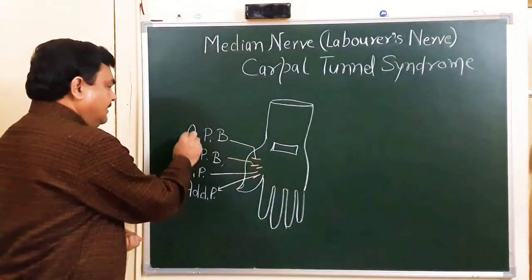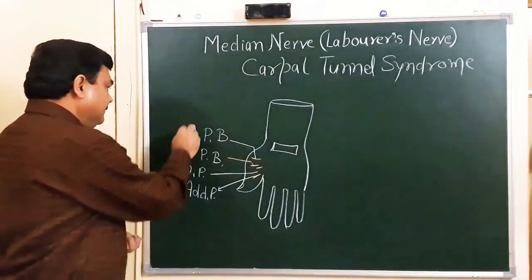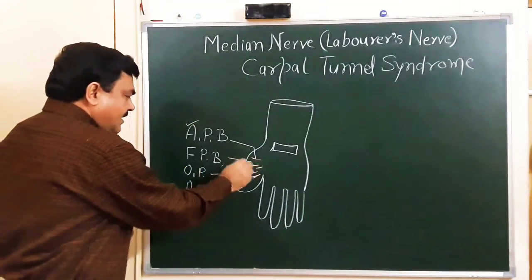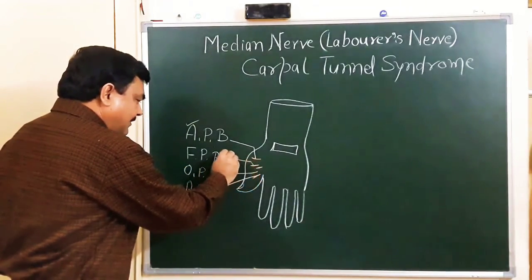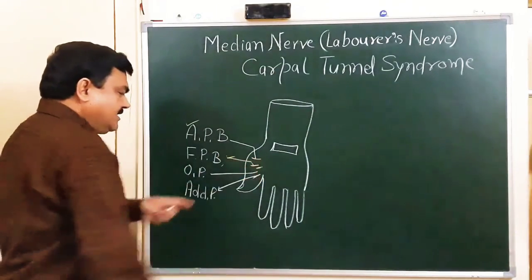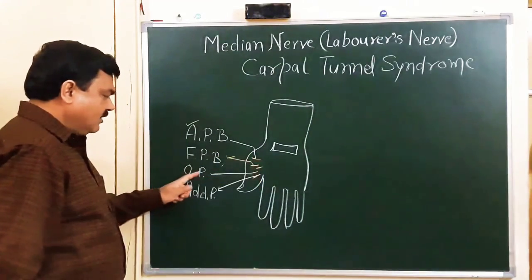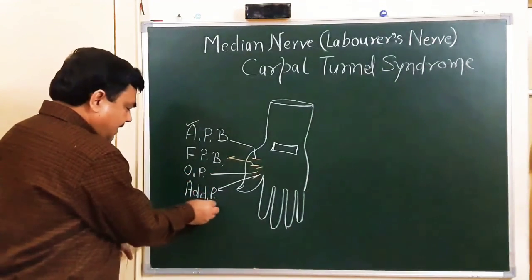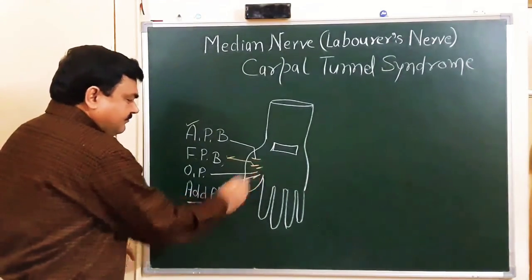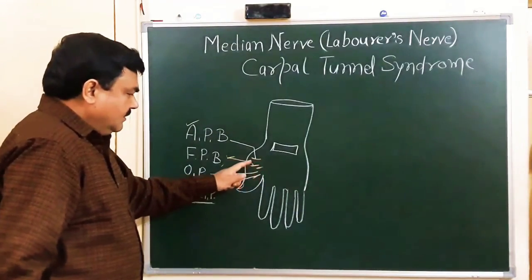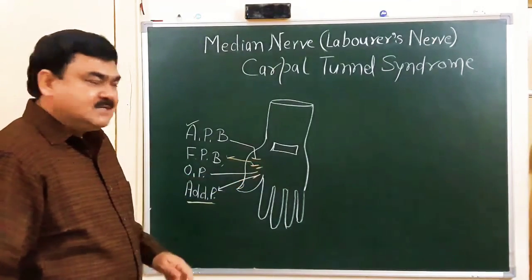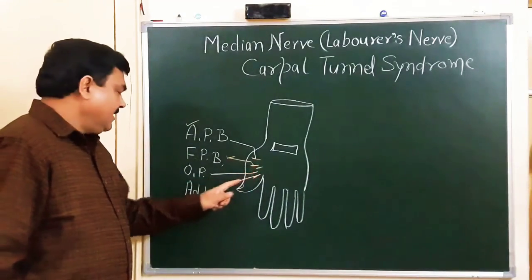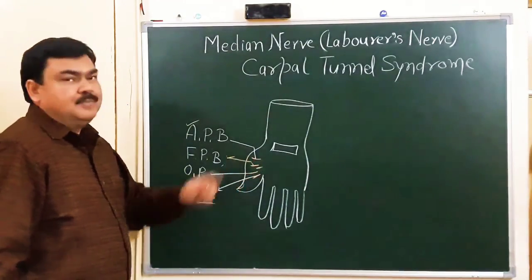The abductor pollicis brevis is supplied by the median nerve. The flexor pollicis brevis superficial head is supplied by the median nerve, and the deep head is supplied by the ulnar nerve. Opponens pollicis is supplied by the median nerve. Adductor pollicis is supplied by the ulnar nerve. So here 2.5 muscles are supplied by the median nerve and 1.5 muscles by the ulnar nerve in this thenar eminence group.